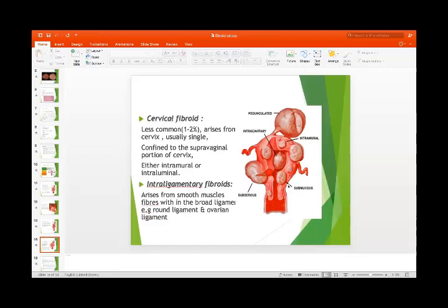They are usually less common, 1 to 2%, and arise from the cervix, usually single and confined to the supravaginal portion of the cervix, either intramural or intraluminal. While the intraligamentary fibroids, they are present within the broad ligament, either in the round ligament or in the ovarian ligament. So the intraligamentary fibroids are usually in the broad ligament.